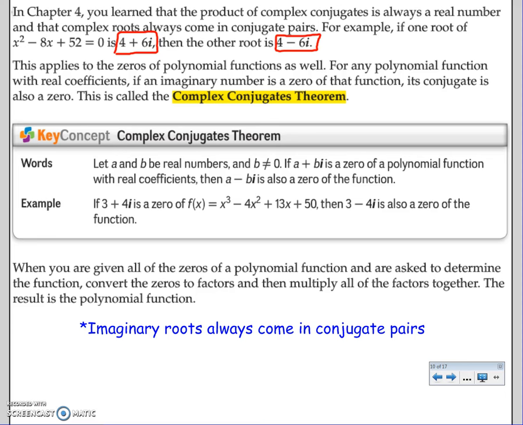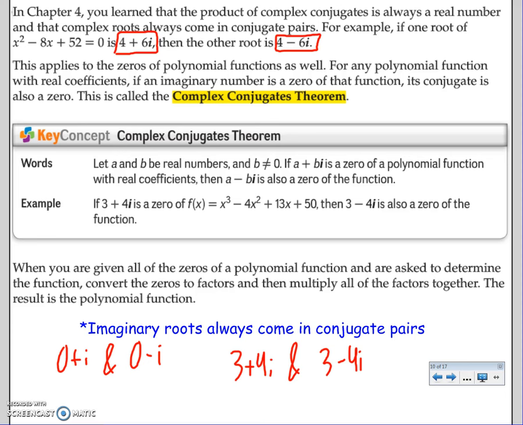So if you have 0 plus i, then it comes with a partner, 0 minus i. Or maybe a different one: if you have 3 plus 4i, it comes with a partner, 3 minus 4i. Because if we multiply them, you get rid of the i's. So they're the conjugates.